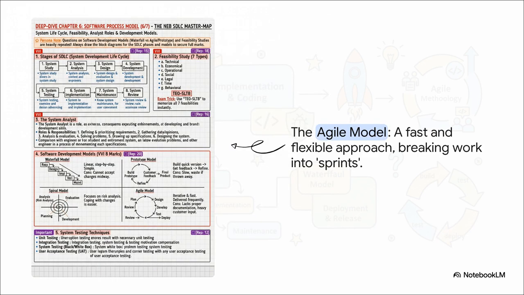And finally, we have to talk about the modern champion of development, the Agile model. Agile is all about two things: speed and flexibility. The work gets broken down into these small, manageable chunks called sprints. Just think about how an app like Spotify gets updated. You don't get one giant update a year, right? You get small, frequent new features. Every one of those little updates is basically a sprint. There's a reason this is the go-to model for most companies today.